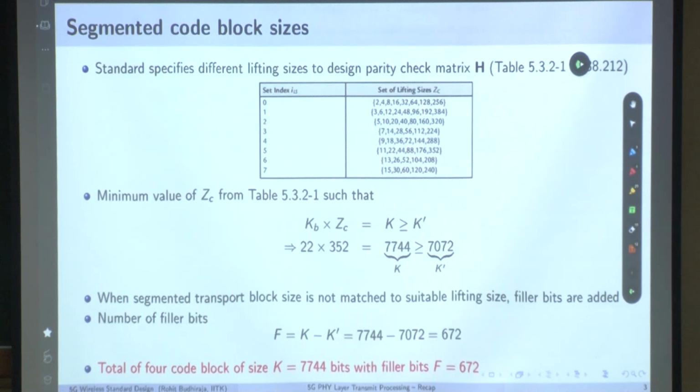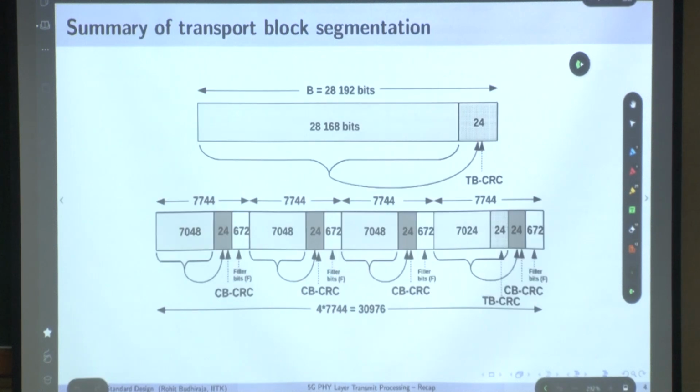So you are ready to encode. And how many code blocks are you going to get? It comes here, right. These numbers should be comfortable to all of us. This plus this is 28192, and then it goes through transfer block segmentation. What you get is 4 code blocks, first, second, third and fourth. And this is 30976 because each one has a length of 7744.